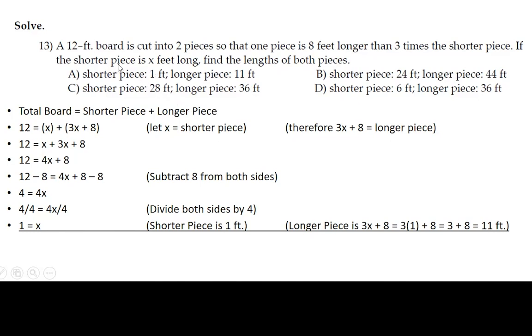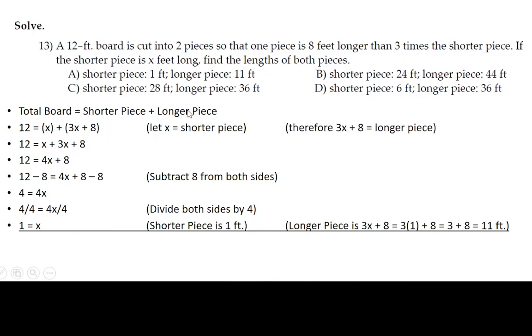And even if they didn't tell us that the shorter piece is x feet long, we would let x equal the shorter piece because the piece lengths are given in terms of the shorter piece. One piece is 8 feet longer than 3 times the shorter piece. We don't have any other information about the shorter piece. The shorter piece becomes our variable x. 8 feet longer than 3 times the shorter piece would be 3x plus 8. So that's the longer piece.